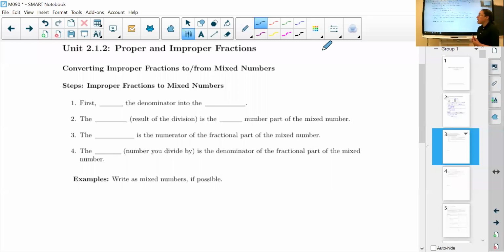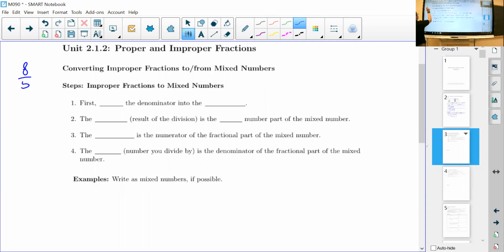Hello, we are now on page 3. We have 2.1.2, proper and improper fractions. And we're going to talk about how to convert from an improper fraction to a mixed number, and from a mixed number to an improper fraction. We'll start by taking an improper fraction, like, let's say, 8/5, and we're going to turn it into a mixed number.